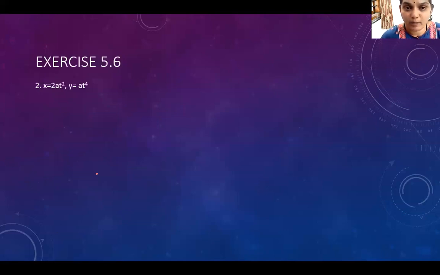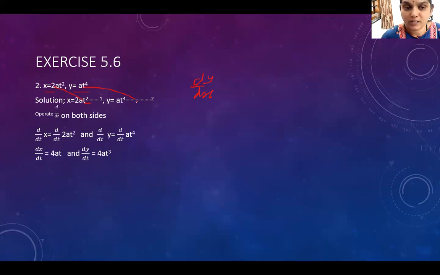Find dy by dx if x is 2a t square and y is a into t raised to 4. You have to find out dy by dx. So what is the parameter here? T is the parameter. So we have to differentiate. I'll call these two as equation 1 and equation 2. Differentiate with respect to t on both sides. Dx upon dt is d by dt of 2at square. Similarly here equation 2, dy by dt is d by dt of a t raised to 4.